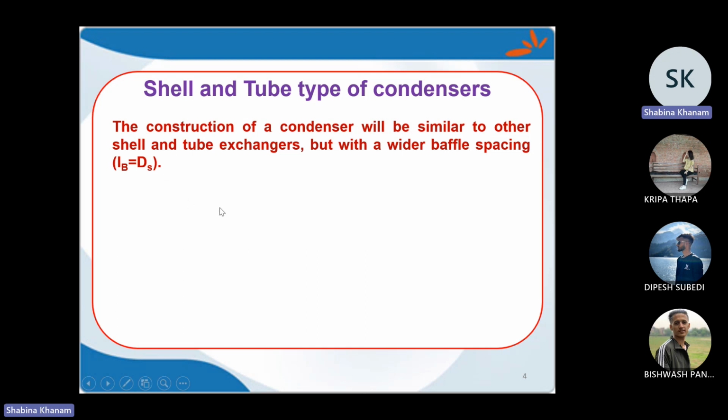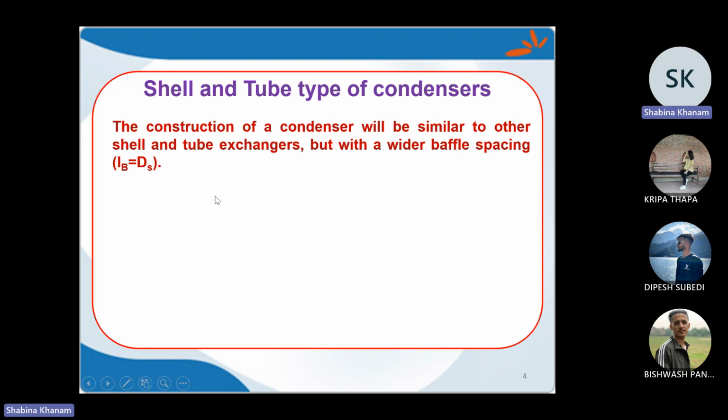Okay, and this is also the case when condensation is occurring in shell side. If condensation is occurring in tube side, no need to worry about baffle spacing, it will remain as we have discussed for shell and tube heat exchanger. But if condensation is occurring in shell side, you need to consider wider baffle spacing, and that should be L equal to ds.